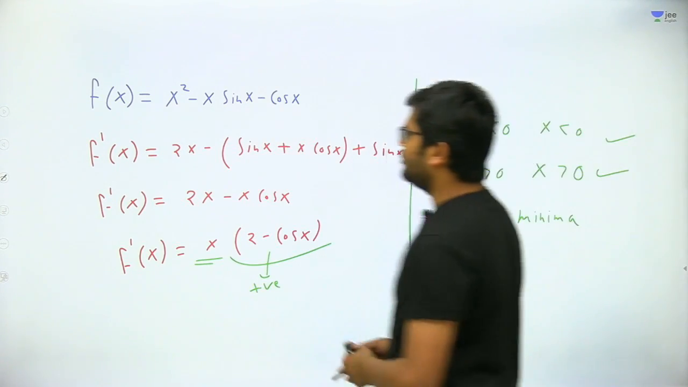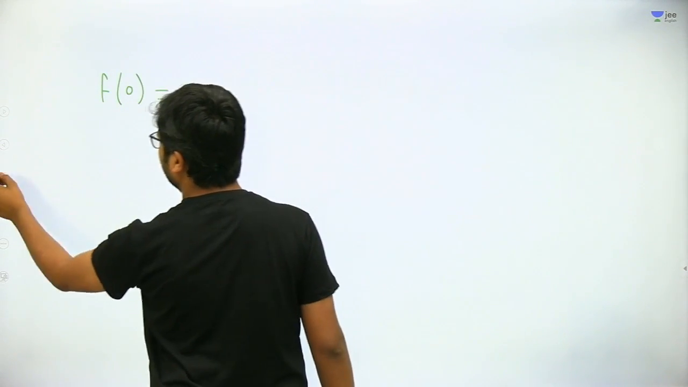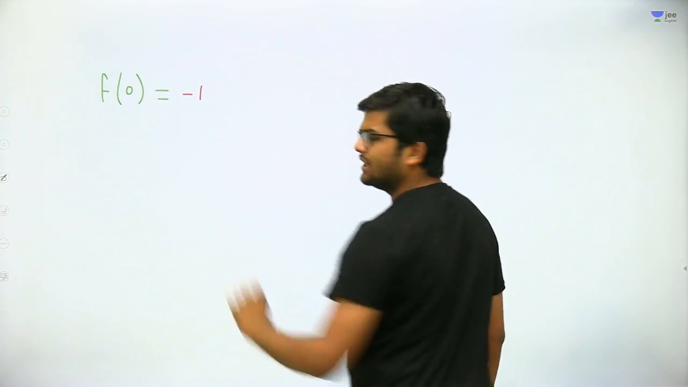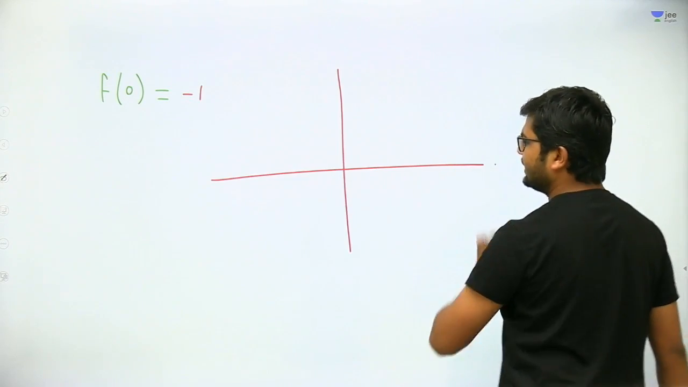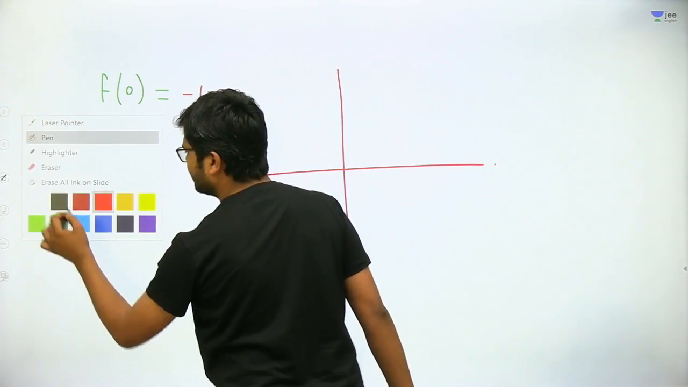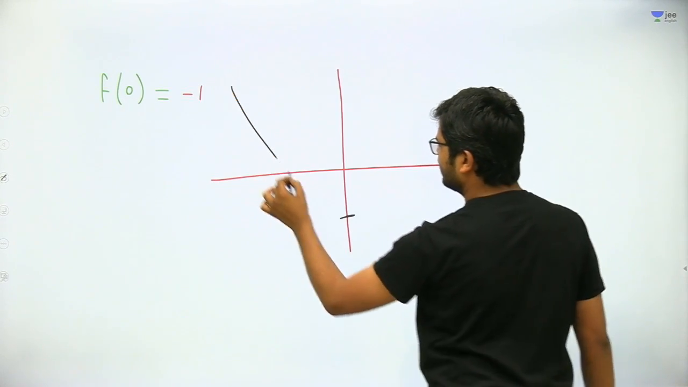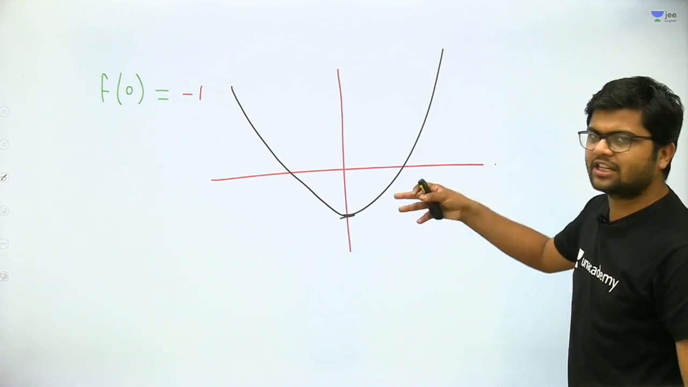So the value of the function at x equal to 0: f of 0, just put x equal to 0, it comes to -1. Therefore, now just plot the graph of the function. At x equal to 0 the function is -1, and before that it is decreasing, and after that it is increasing.